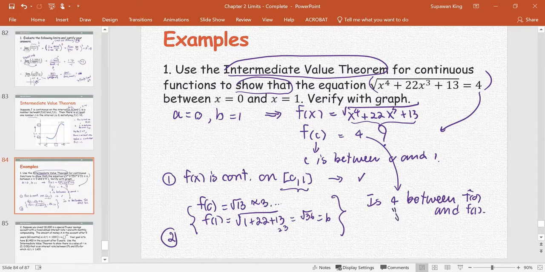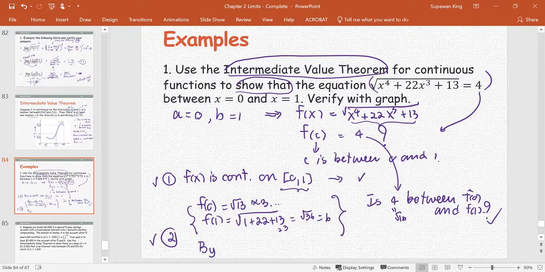And 4 is greater than 3 point something. Actually, 4 is the square root of 16, but we can see it's very obvious it's greater than the square root of 13. With this question, the answer is yes. 4 is between f at 0 and f at 1. And then with these two assumptions, number 1 and number 2, f is continuous and 4 is between the function values at the two endpoints.